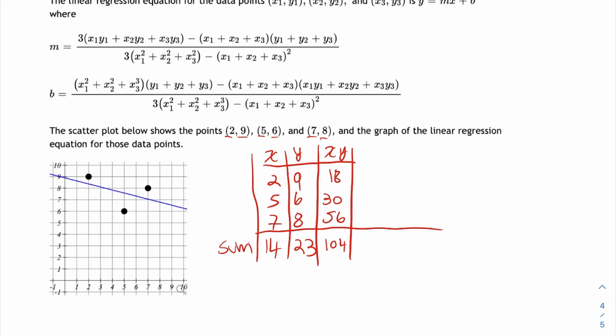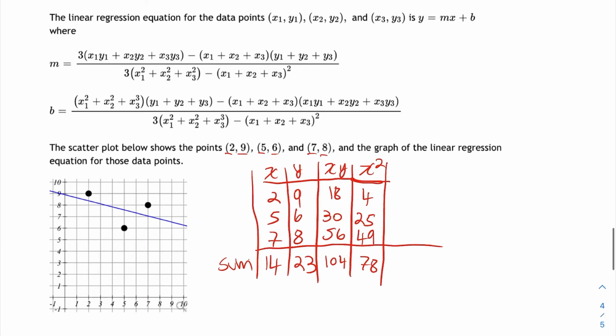And then I notice also that there were x's squared involved. So I'm going to square all the x's and add them up too, and I think that'll be the last thing I need. So these will be the squared x's. So 2 squared is 4, 5 squared is 25, and 7 squared is 49. But then for the sum of all those, I add those all up, and I get 78. So there I have the numbers that I need for this formula.